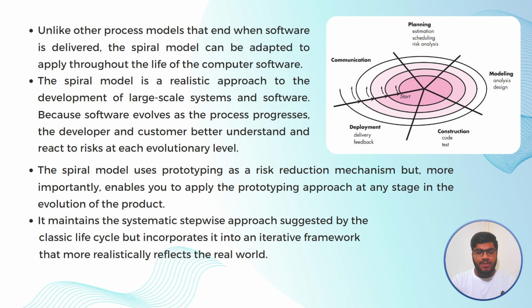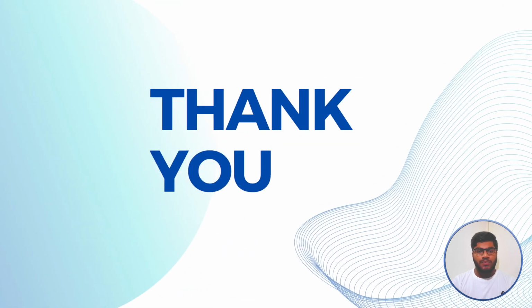It maintains the systematic stepwise approach suggested by the classic life cycle, but incorporates it into an iterative framework that more realistically reflects the real world. So this is about the spiral model. As we discussed in the evolutionary model, there are two types of model. The first one is the prototyping model, and the next is the spiral model. So this is about the evolutionary process model.